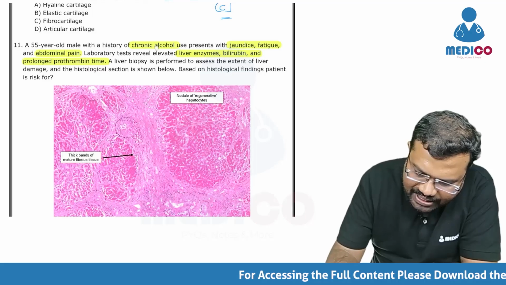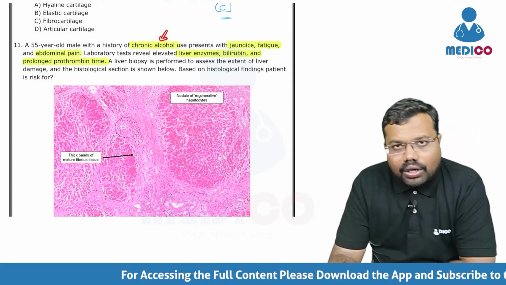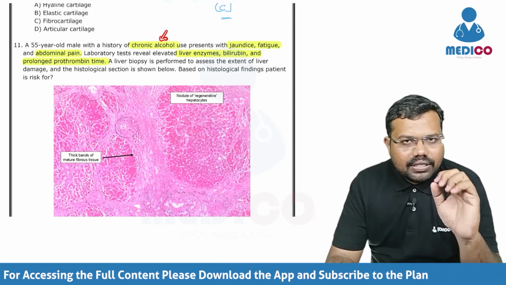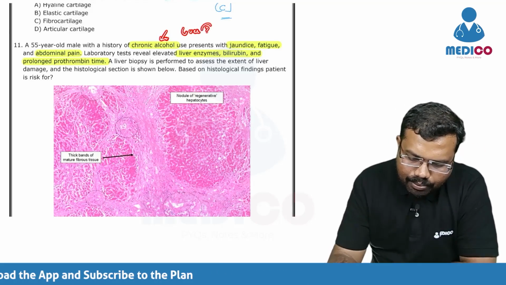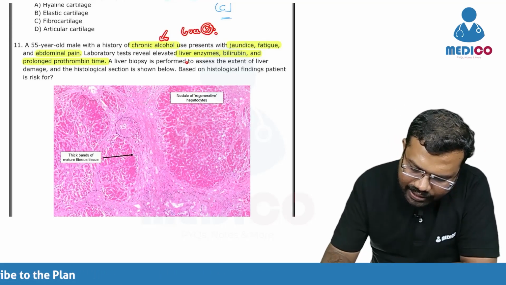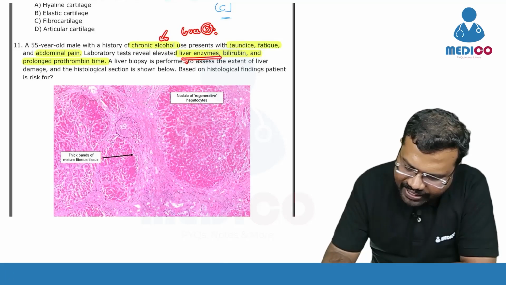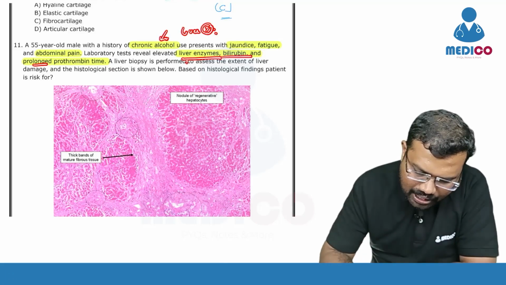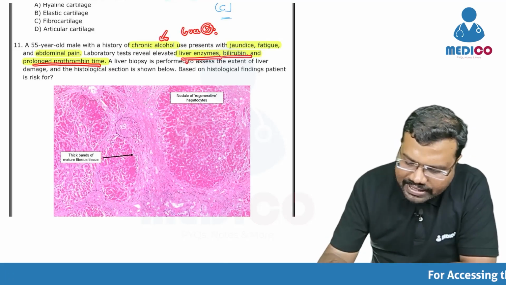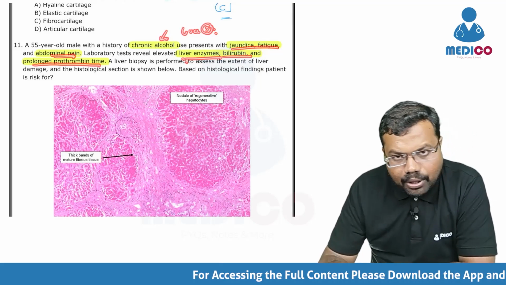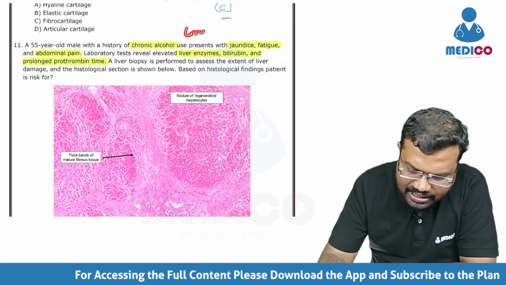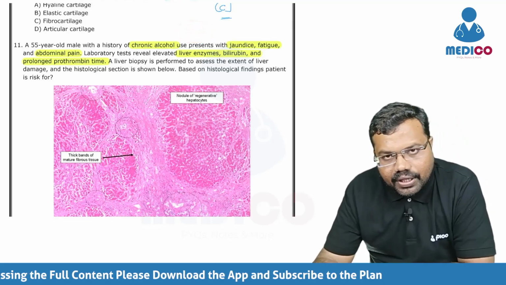So here, the risk factor for the patient is chronic alcohol. Whenever chronic alcoholism is there, the initial damage is to the liver. So liver might be the problem. The diagnostic tests also show elevated liver enzymes, bilirubin, and prolonged prothrombin time, with the same symptoms associated with it: jaundice, fatigue, and abdominal pain. So the organ that is affected is the liver.